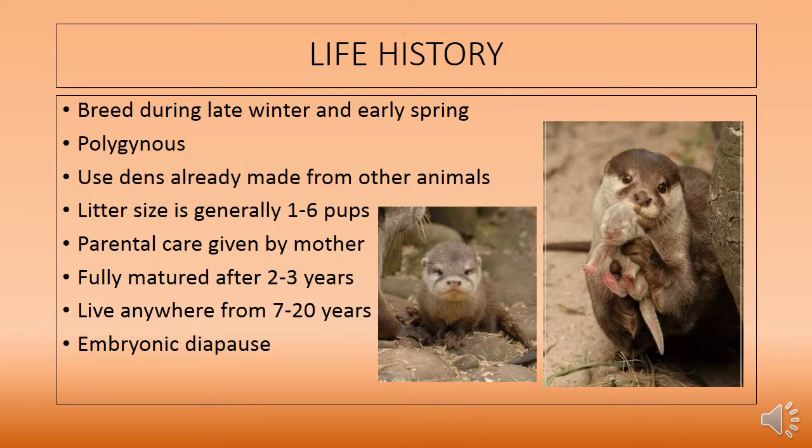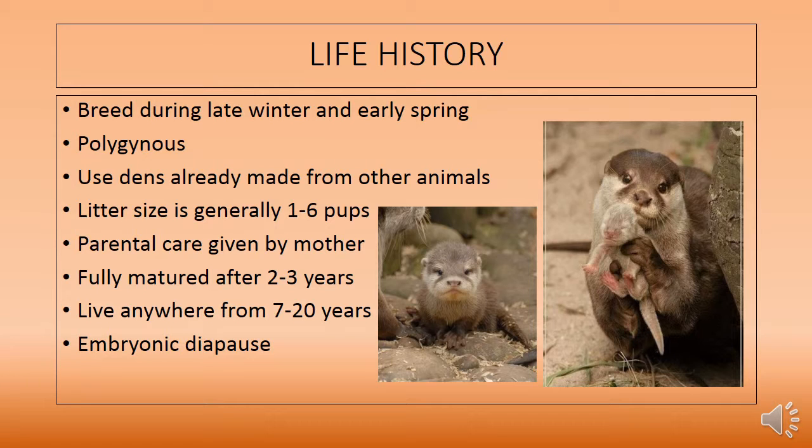The litter size is generally 1 to 6 pups. The normal average is going to be 2 to 3 per female. The mother is the one who actually gives the most parental care for the pups. The male generally leaves pretty early on. The pups are normally weaned off the mother around 6 months, but they stick with her and are not sexually matured until 2 to 3 years of age. They can live anywhere from 7 to 20 years. The oldest recorded North American river otter was about 21 years of age, so they live a pretty long time.